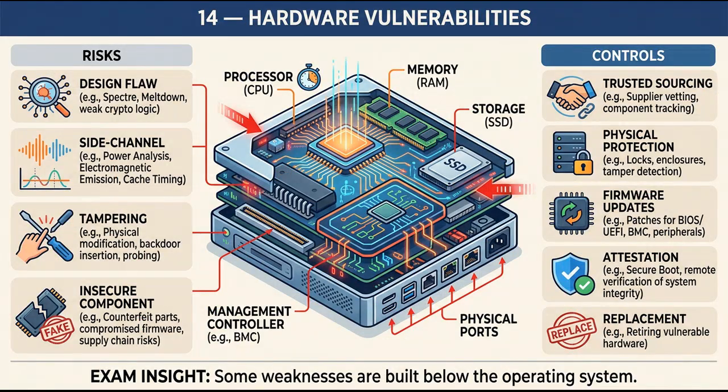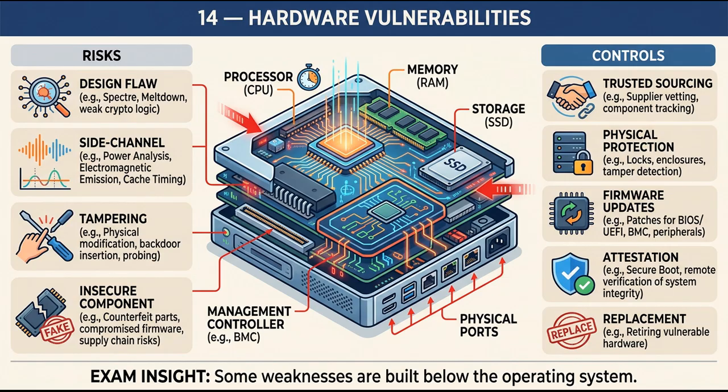Hardware vulnerabilities exist in processors, memory, storage devices, management controllers, interfaces, and physical components. Some are design flaws that software cannot fully correct. Others involve insecure debug ports, weak random number generation, side channel leakage, counterfeit components, or physical tampering. A processor flaw might allow information to leak across isolation boundaries. An insecure management controller may provide access below the operating system. Hardware issues can have long replacement cycles, so risk may persist even after mitigations are available.